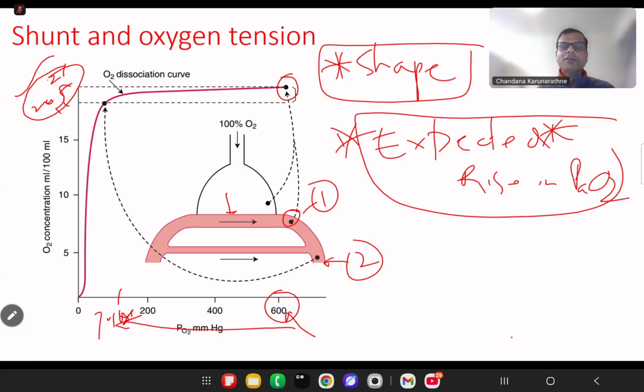Okay, so that's how the shunt works. A shunt is where blood passes without going through gas exchange and oxygenation, so you get shunted blood. These are anatomical shunts. Physiological shunts in the body are very, very minimal, almost non-existent.